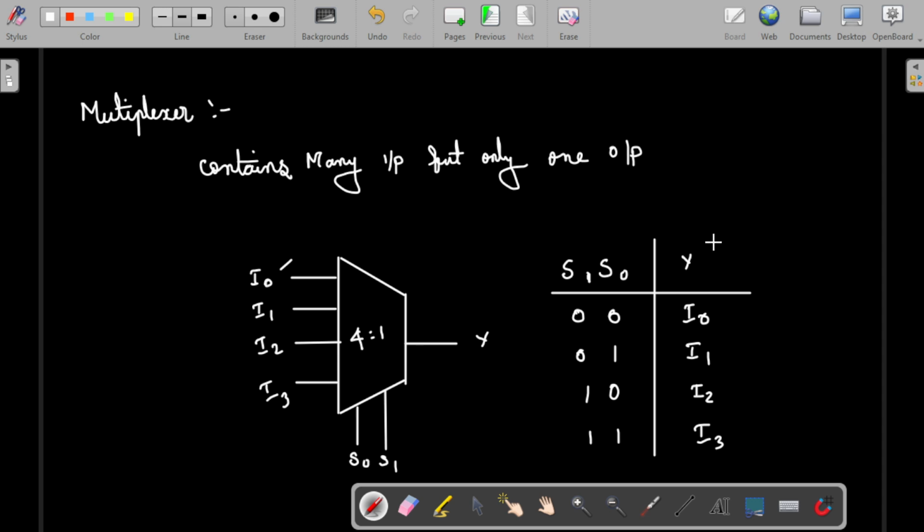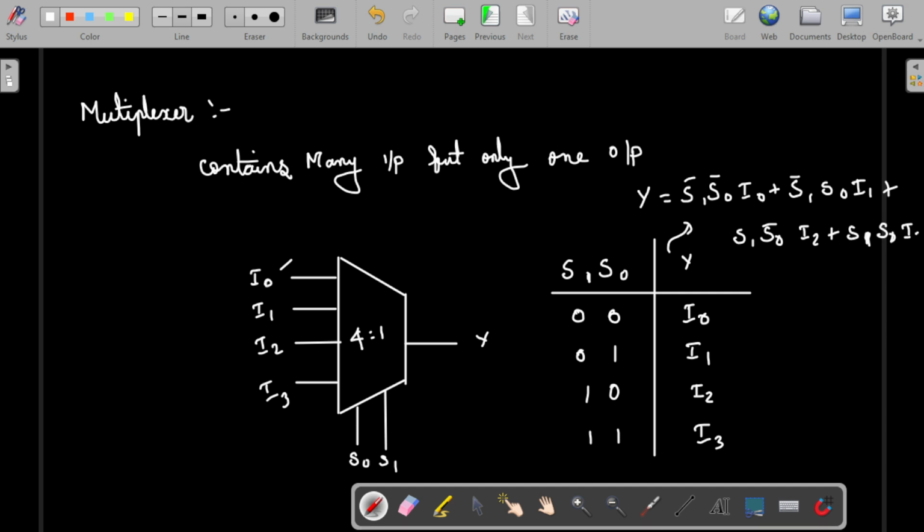Let's see how we can represent the output. From this truth table we can clearly note the output can be represented as: S1 bar S0 bar I0 plus S1 bar S0 I1 plus S1 S0 bar I2 plus S1 S0 I3, right?